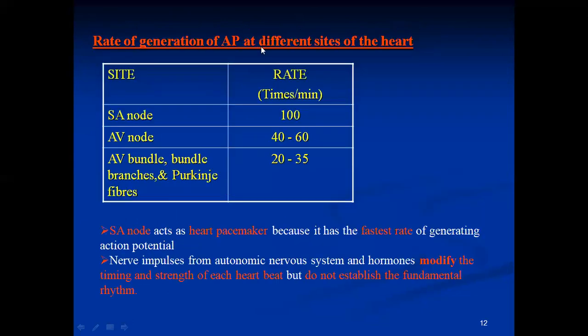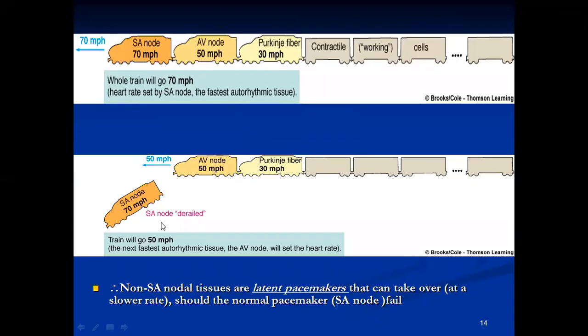You can see the rate of generation of action potential at different sites: SA node, AV node, bundle of His, Purkinje fibers. This is the rate of generation of action potential. Now SA node is the pacemaker of the heart because it has a faster rate of generation of action potential. Now nerve impulses from the autonomic nervous system and hormones can modify the timing and strength of each heartbeat. Here you can see the diagram.